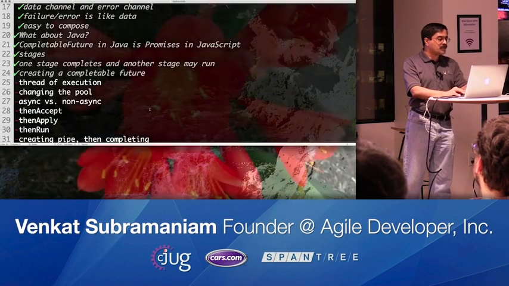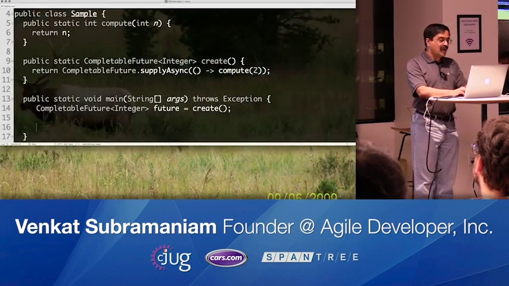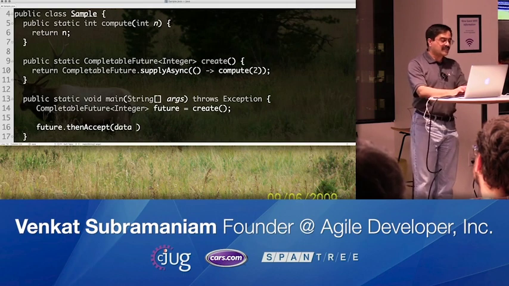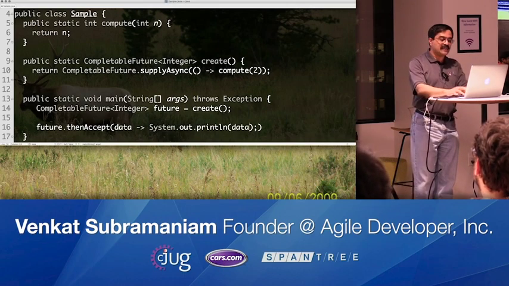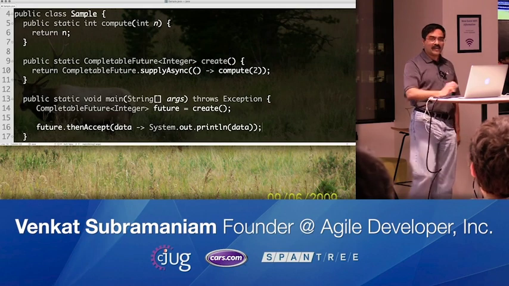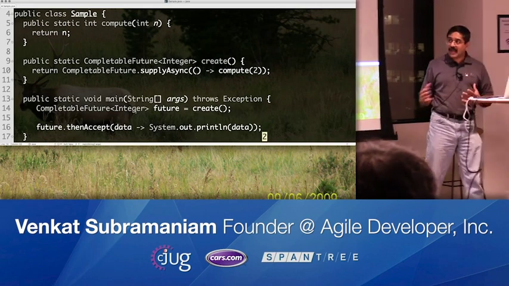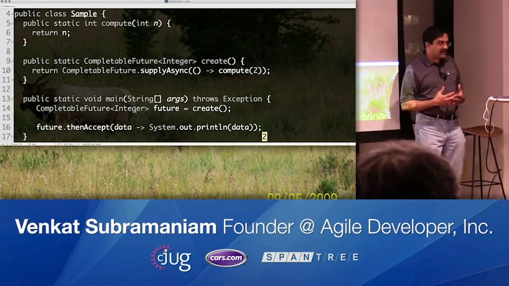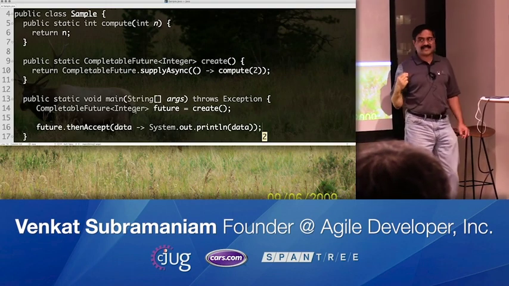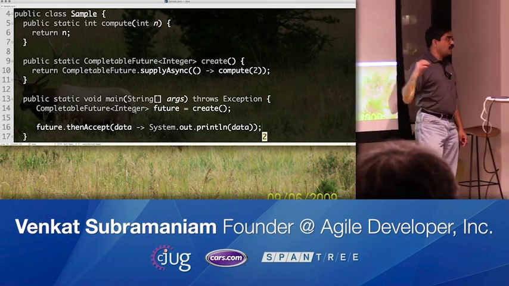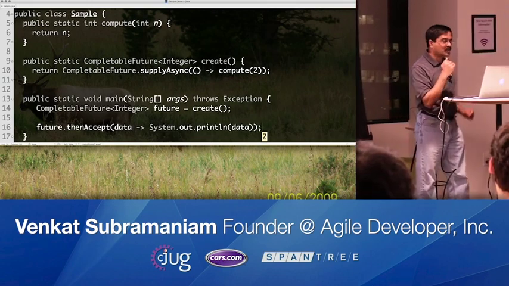So let's go over to the code right here and say future.thenAccept. If you give me a piece of data, I want to print the data right here and display it. So notice that in this case we are displaying the data, but what's the difference? The key difference here is thenAccept is non-blocking. So when you call thenAccept, you're not going to wait for the response to come through.